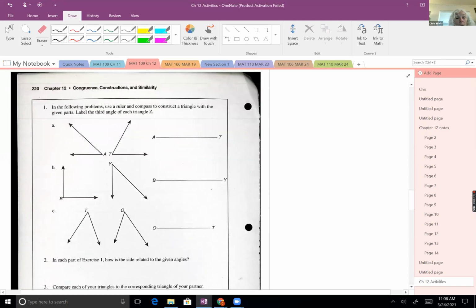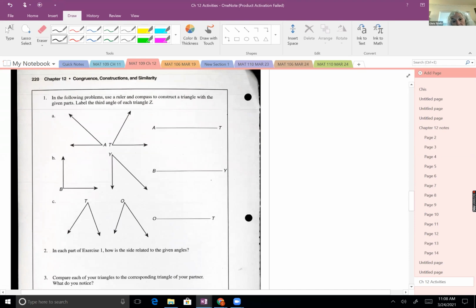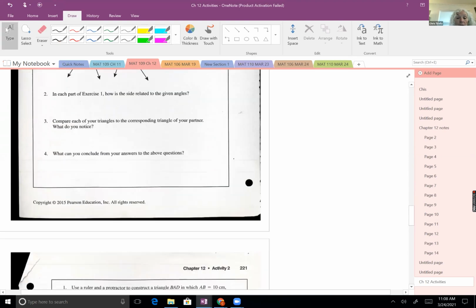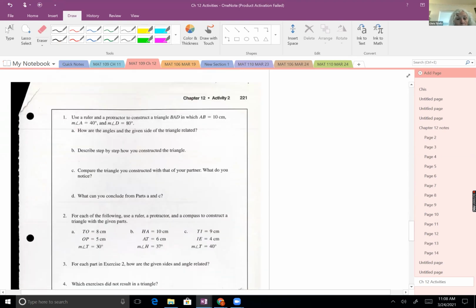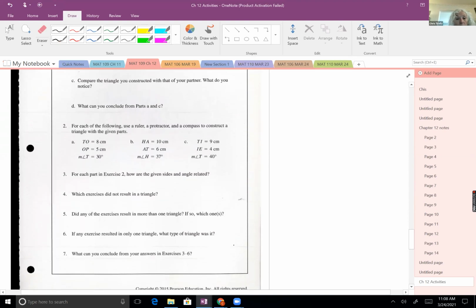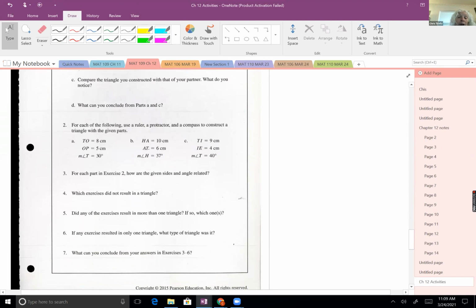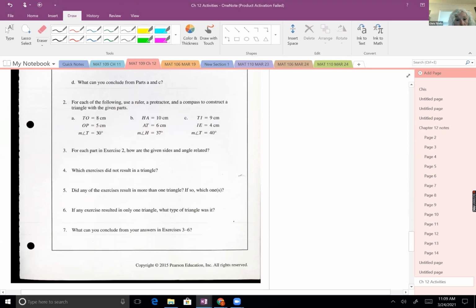Then the next one, you're going to draw 3 triangles. With your compass, construct segment AT. At one end, you're going to copy angle A. At the other end, you're going to copy angle T, and you should get a triangle. For these, you don't need a compass. You're going to use a ruler and a protractor to try to draw those ones.